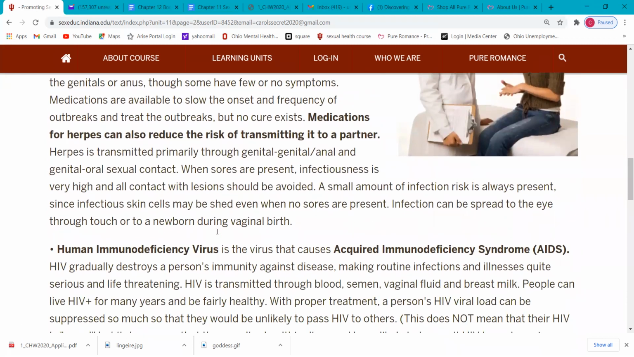So herpes is transmitted primarily through genital or anal and genital oral sexual contact. When sores are present, infectiousness is very high and all contact with lesions should be avoided. A small amount of infection risk is always present, since infectious skin cells may be shed even when no sores are present. Infection can be spread to the eye through touch, or to a newborn during vaginal birth.